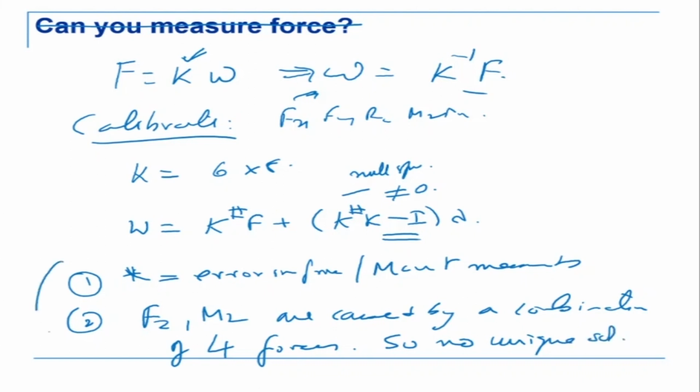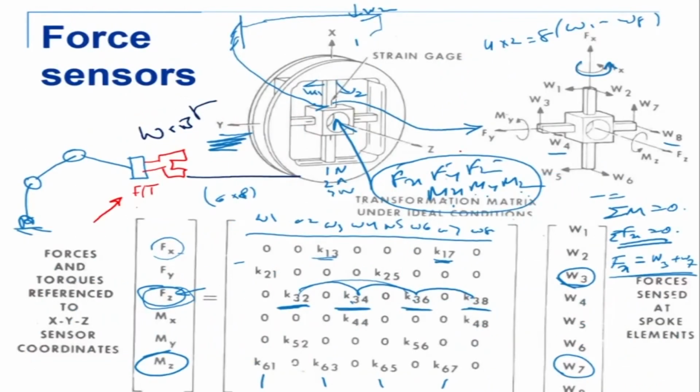These two issues cause the problem that you never get exact force torque measurements. There is always going to be some error. So please keep this in mind if you're ever using force torque sensors, that you always tend to get some kind of error, and that happens because of this K matrix, which is non-square.